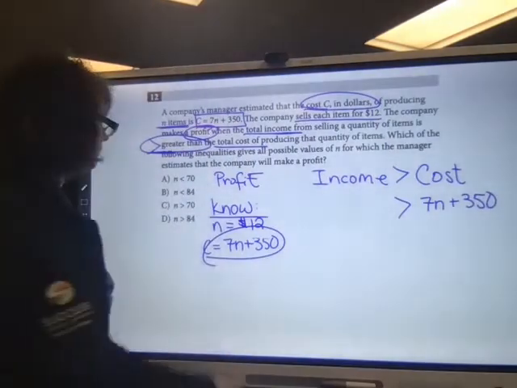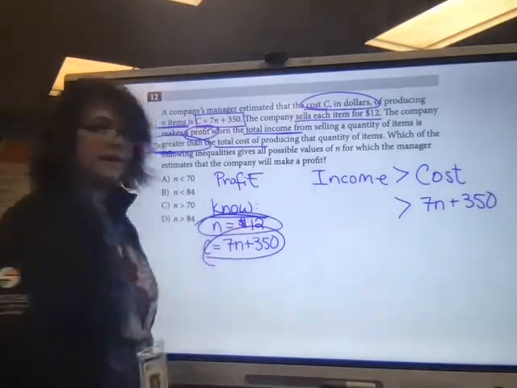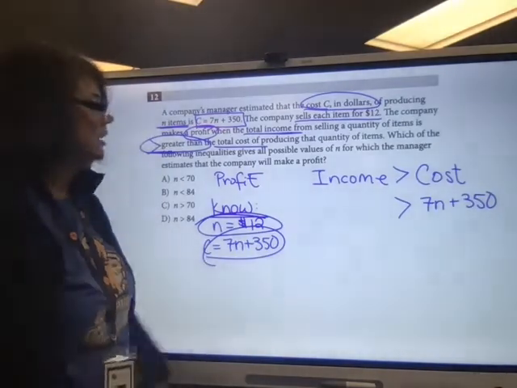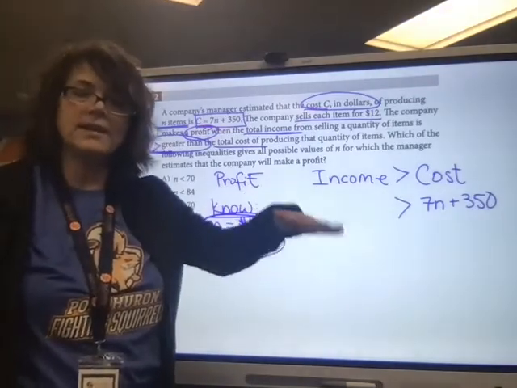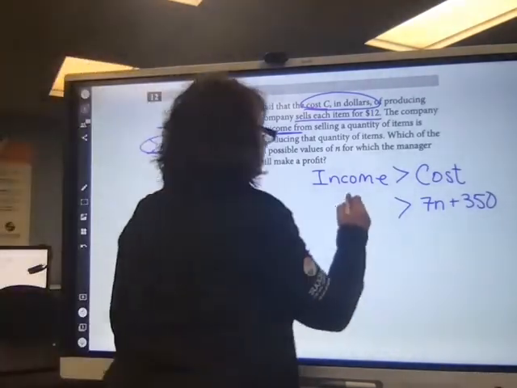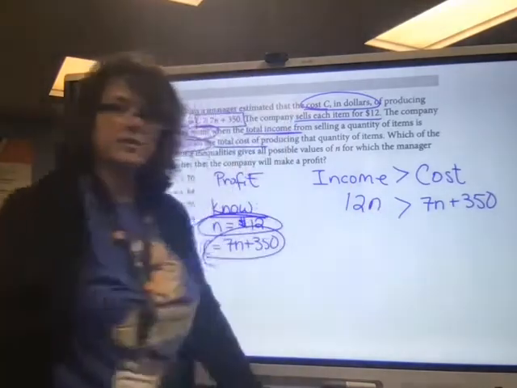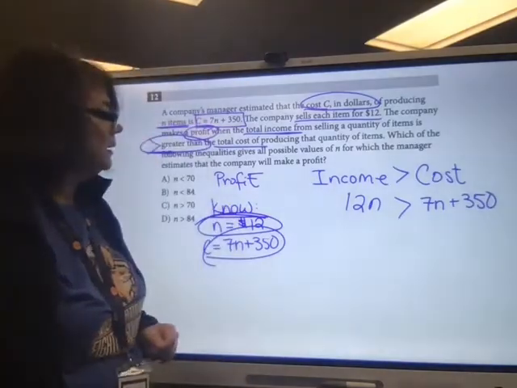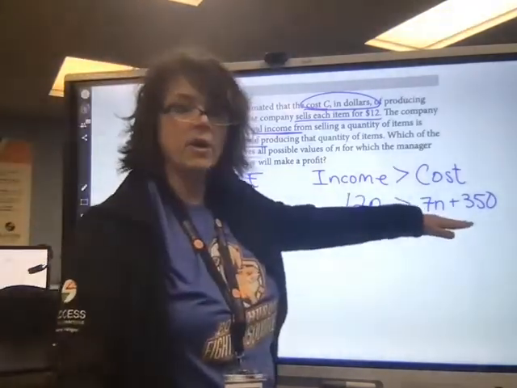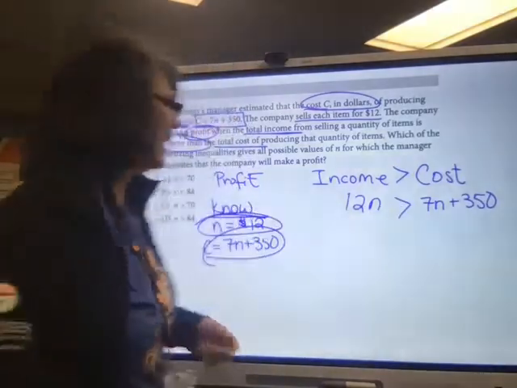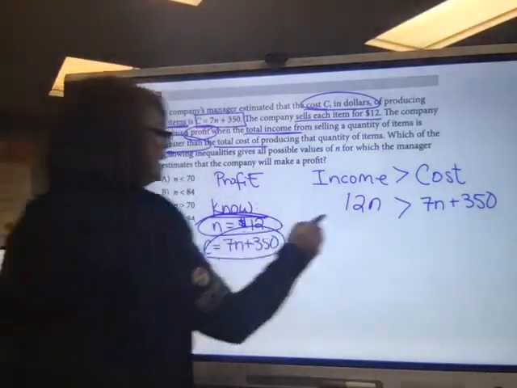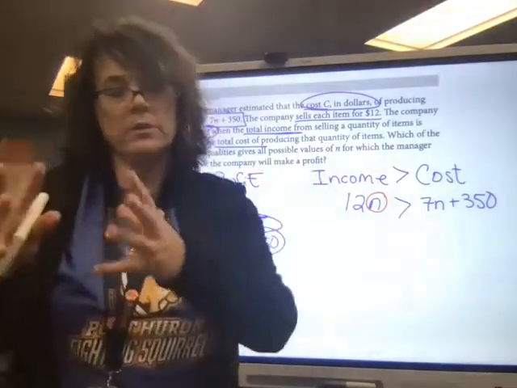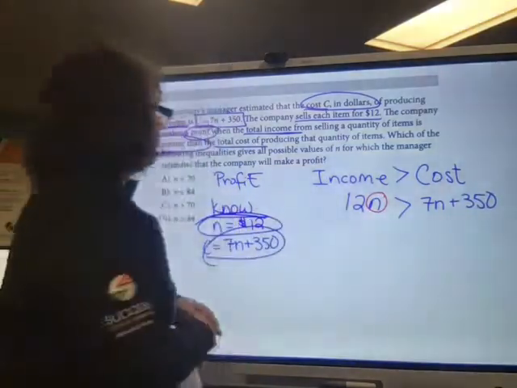Now our income, we know that every widget or item that we sell is going to cost the consumer $12. So the income is $12 times every item. So we're going to put that over here: $12 times every item that we sell. Remember, we're using the variable N for this problem. So now we have our income greater than our cost. Now we just solve. Remember, our goal is we want to get N by itself. So we're going to move all the N's to one side, and all the numerals to the other side, and see where we land.